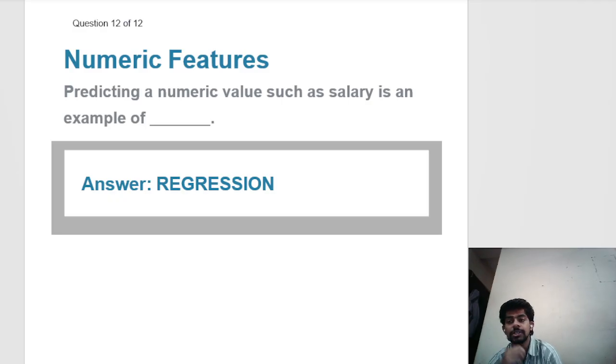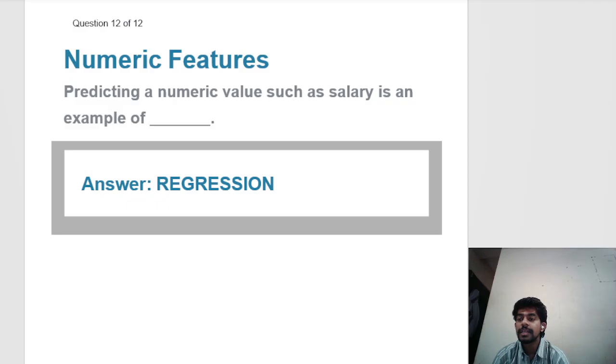Comparison with classification. Regression predicts continuous values. Classification predicts categories. Which category? Common regression algorithms. Linear regression, simple and interpretable. Polynomial regression for nonlinear relationships. Ridge, lasso regression with regularization. Support vector regression for complex patterns.